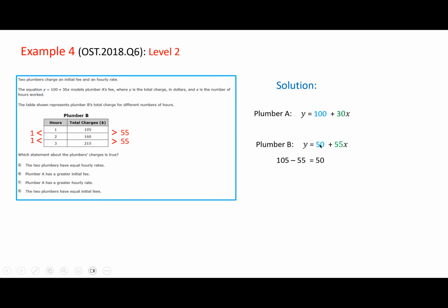This is the initial fee, and this is the hourly rate. And now let's read and see what happened. The two plumbers have equal hourly rates? No. Plumber A has a greater initial fee? Yeah. Plumber A has a greater hourly rate? No. The two plumbers have equal initial fees? Are these equal? No. And that's it.